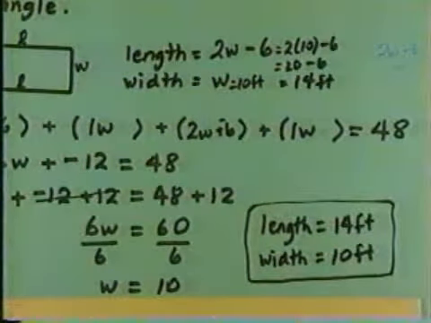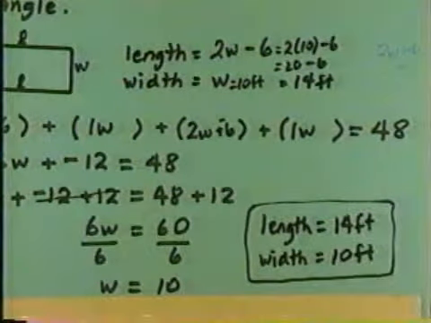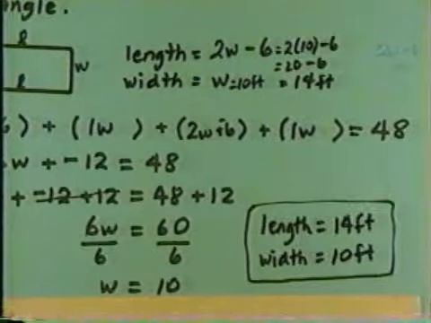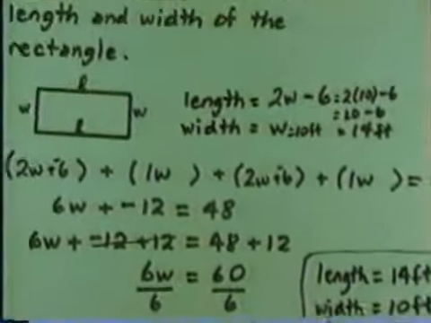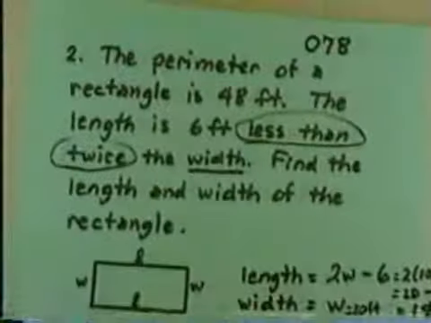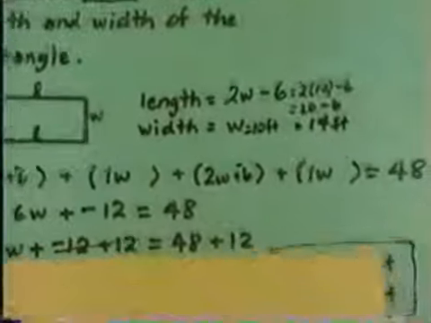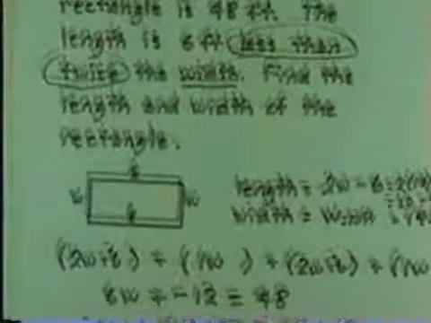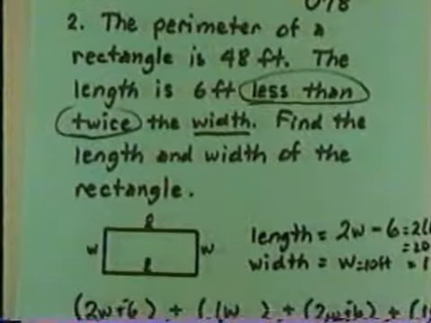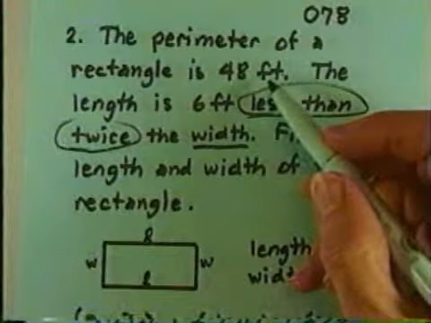Now, how do we go about checking this? Remember that in checking a problem, we always return to the original. Well, the original is not this equation we made up. Instead, the original is the words. So our answers, 14 feet and 10 feet, must check back in the words. We first have the perimeter of the rectangle is 48 feet.